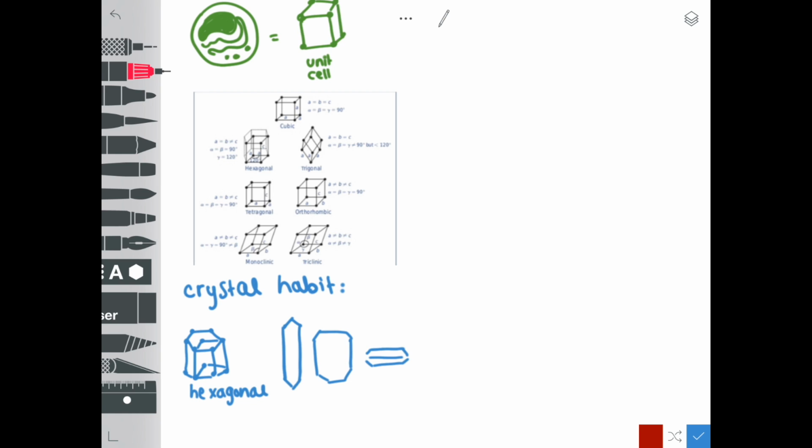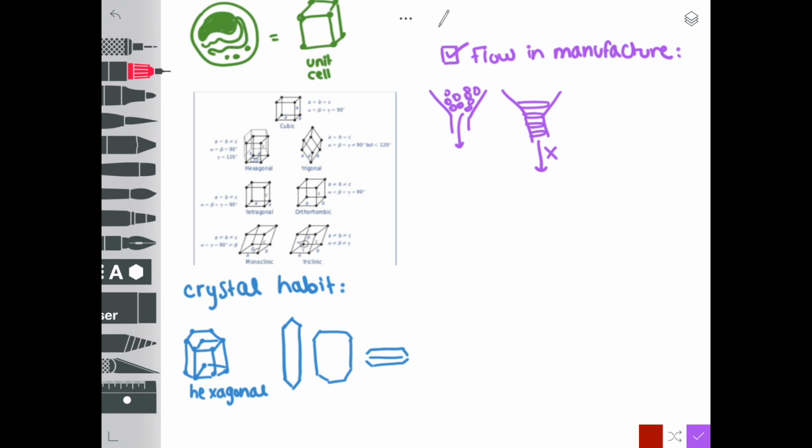Crystal habits are important in terms of manufacturing because different habits have different flows. Here you have two manufacturing hoppers. The flow of the first powder is smooth, whereas in the second hopper drawn here, the powder doesn't flow as smoothly because its crystal habit is unsuitable.